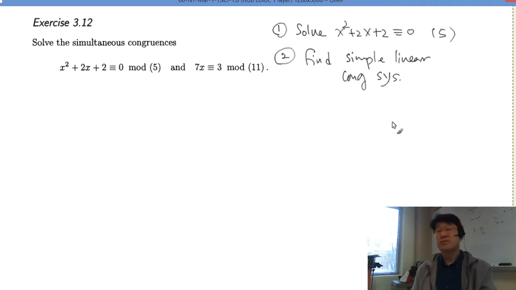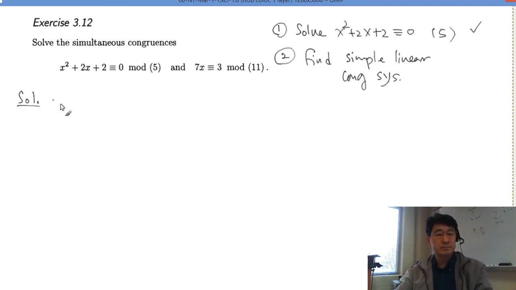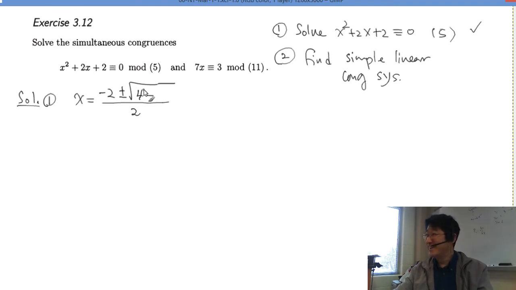Any part that doesn't make sense, you don't understand what the instruction is? Let's work on this one first. Use the quadratic formula. It's okay to have a negative number under the square root, right? Yeah, you can change the mod 5, whatever you want.